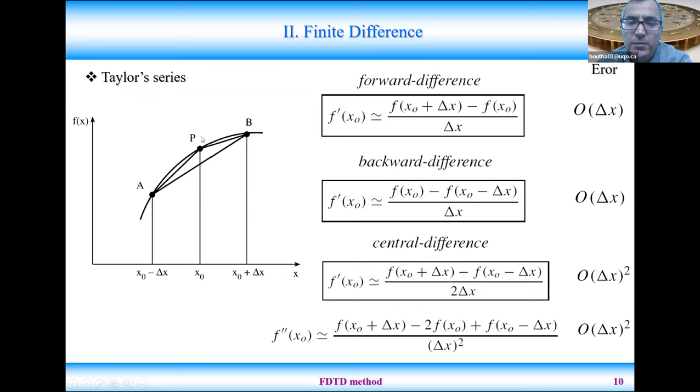So for some problems, for example, if x0 here is the first point, and we don't have x0 minus delta x, then we have no choice but to use, for example, forward difference. But most of the time, we have the 2 points here, and we can use the central difference. So central difference for the first derivative is given by this equation. We're going to use it after.